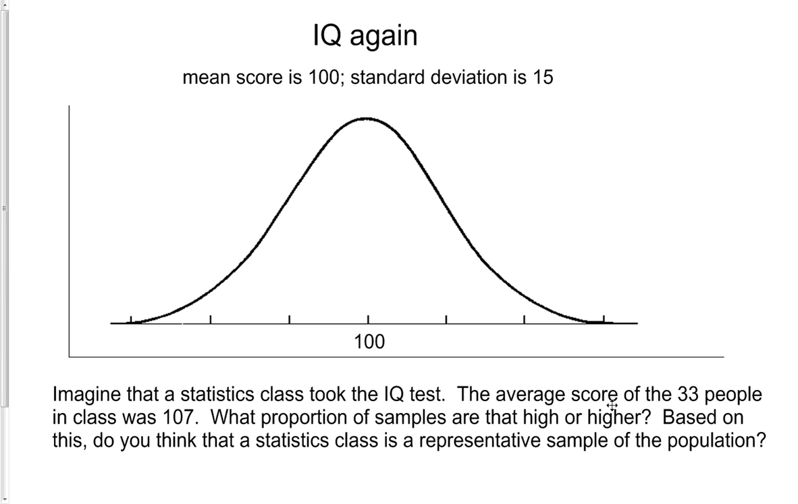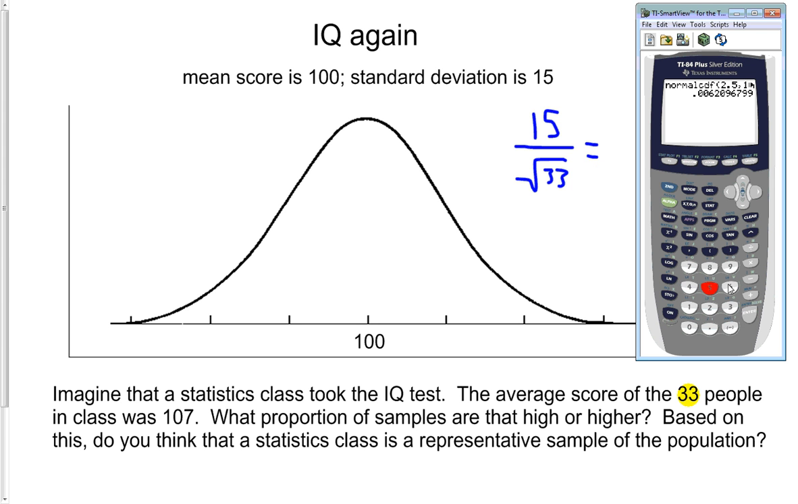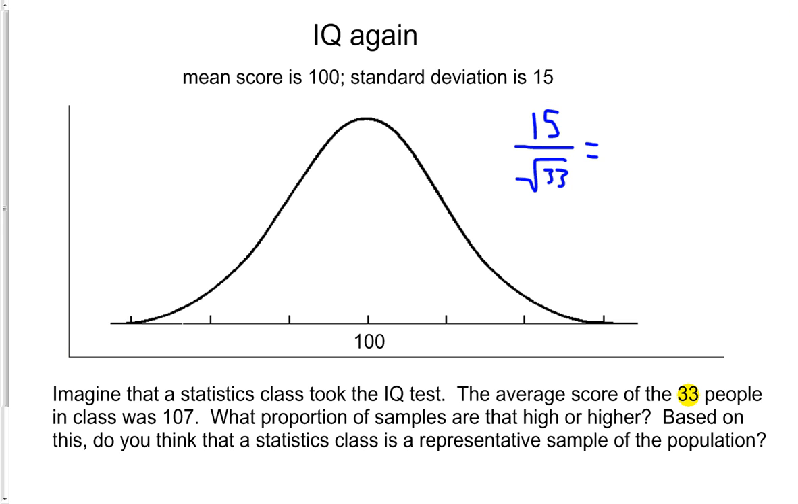But if we look at our problem, it says the average score of the 33 people in class was 107. So the 33 people in class is our sample size. So we're going to calculate ourselves a new standard deviation by taking the one that we started with, the 15, and dividing by the square root of our sample size n, which is going to be 33. So 15 divided by the square root of 33, we're going to need our calculators for that. And we're going to get approximately 2.611. I'm going to write that down. And that's our new standard deviation that we calculated.